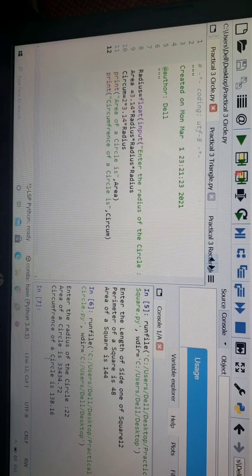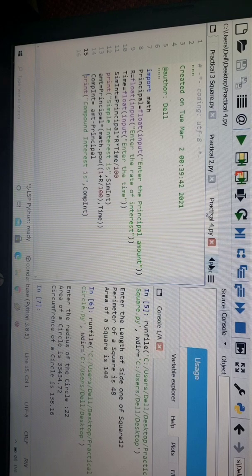Now let's have a look at the fourth program, where you need to calculate simple and compound interest. This is also again a very simple thing, a formula which you are using from your very small classes.